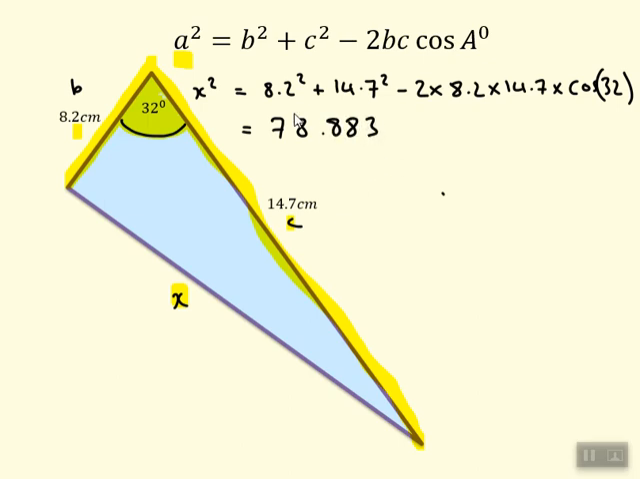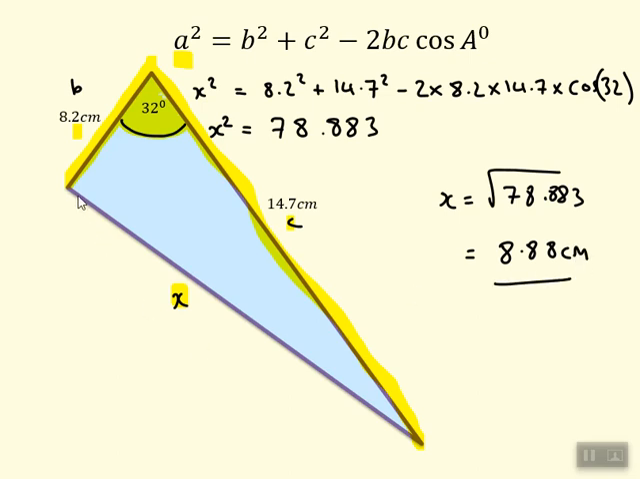78.883. Now, that's x squared. This side here that we want is x squared, but we want to work out what x is. So x is equal to the square root of that. 78.883 square rooted, shift square root, answer is 8.88. So let's leave it at that. Then that is how long that side is.